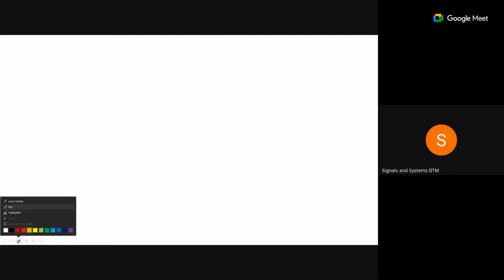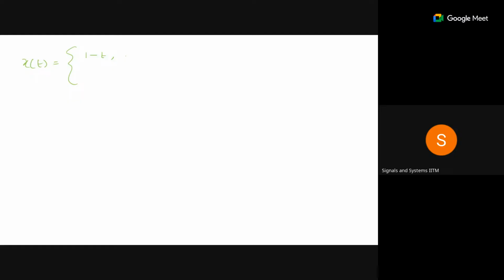So the other question is, they have given a signal which is x of t. It is 1 minus t between 0 and 1, and it is 1 plus t between minus 1 to 0, and 0 otherwise. So what is this signal? Can anyone tell me what could be this signal?